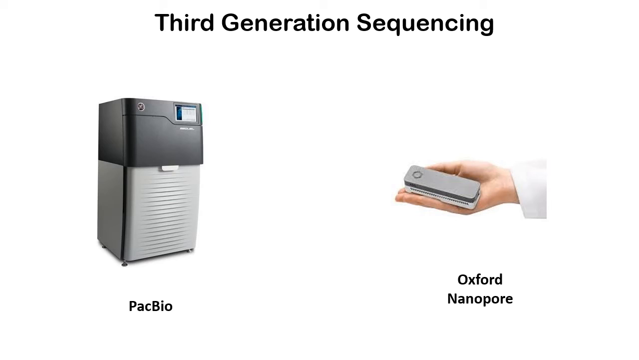The principle of MinION is different from Pacific Bio. It does not use dyed nucleotides. Instead, MinION is based on the fact that each nucleotide is a different size and has a different electrical property. Nanopore also uses a flow cell, which allows massive parallel sequencing.